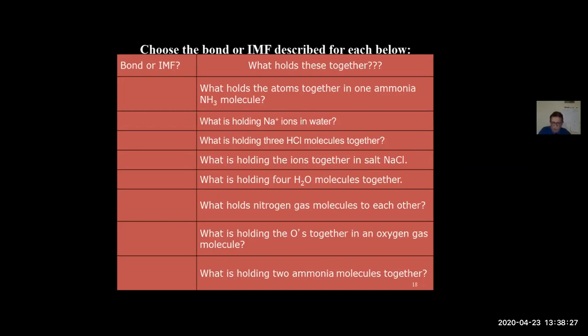For example, the first one says, what holds the atoms together in one ammonia molecule, NH3? We're talking about one ammonia molecule and what is holding the atoms together. We're not dealing with other molecules of ammonia, just one. And so we're dealing with a bond. In this case, a nitrogen-hydrogen bond, which is a polar covalent bond. So we're talking about just the molecule itself.